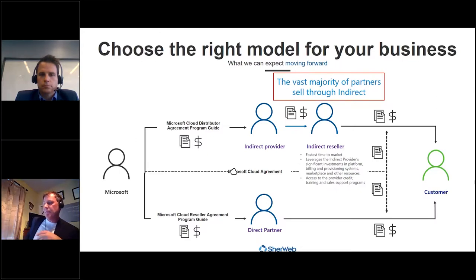So those are the two models. And Microsoft, we expect that the vast majority of our partners will be transacting under an indirect provider. That's been the case from day one, and it will continue to be the case. It's even more important for Microsoft today because of the number of resellers that we're seeing in the market transacting on CSP.